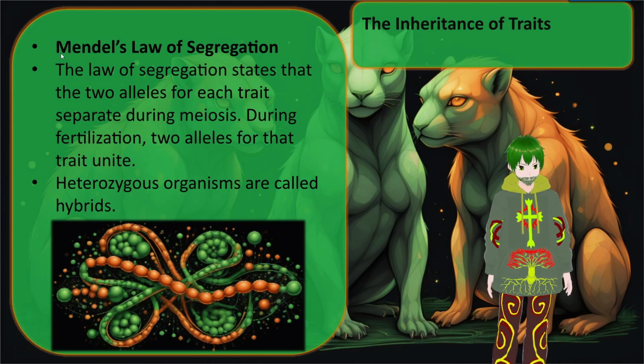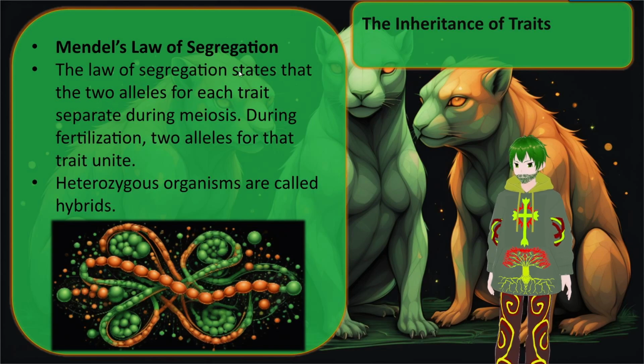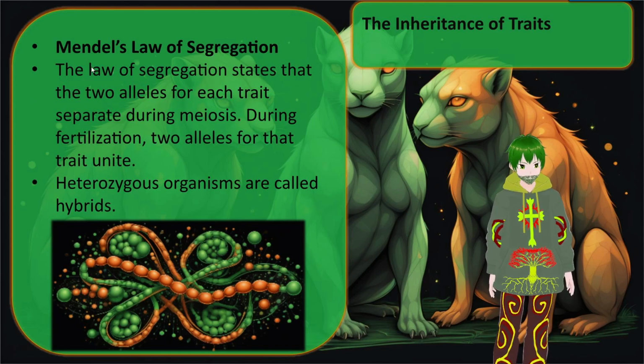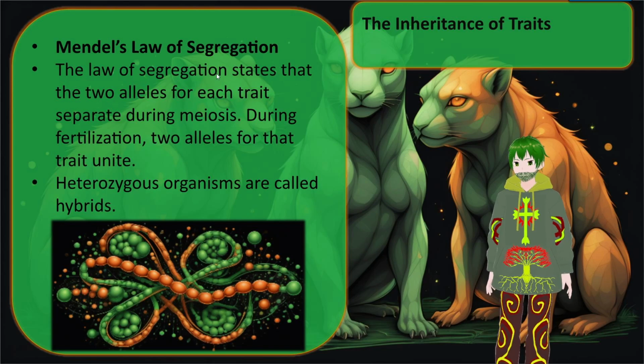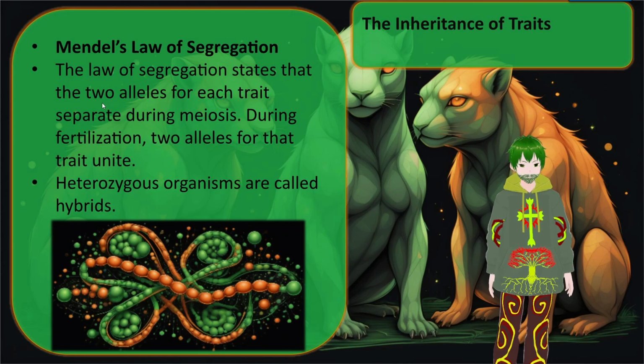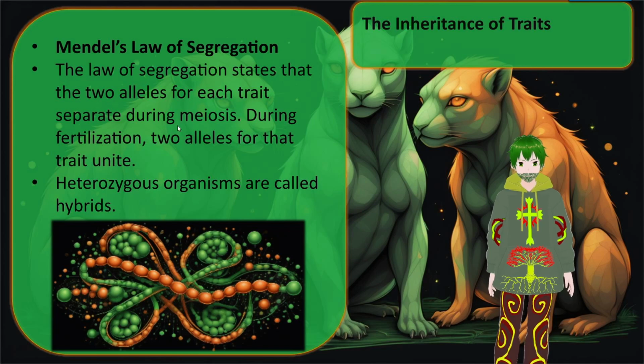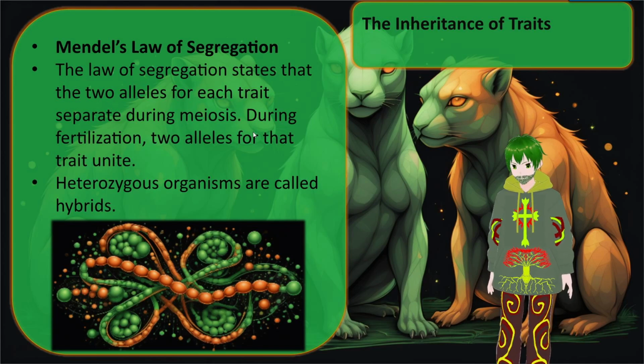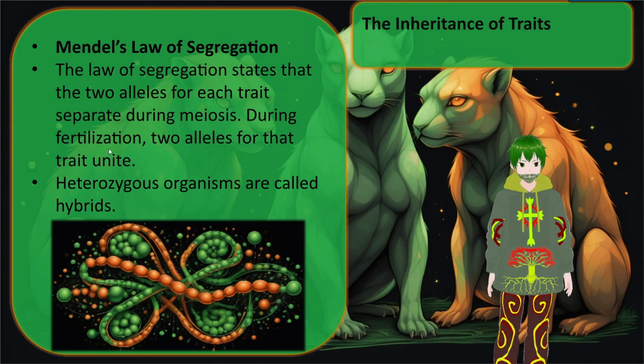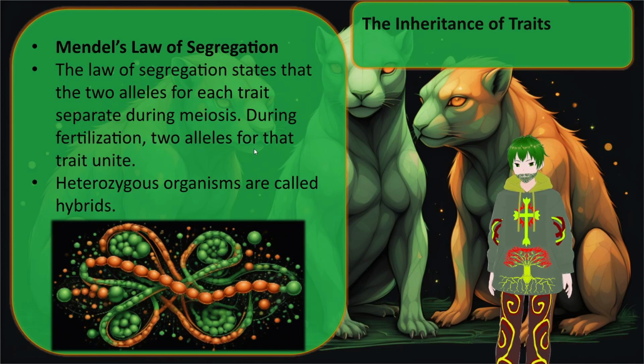The first one is Mendel's law of segregation. The law of segregation states that the two alleles for each trait separate during meiosis. And so during fertilization, the two alleles for whatever trait you're looking at reunite.